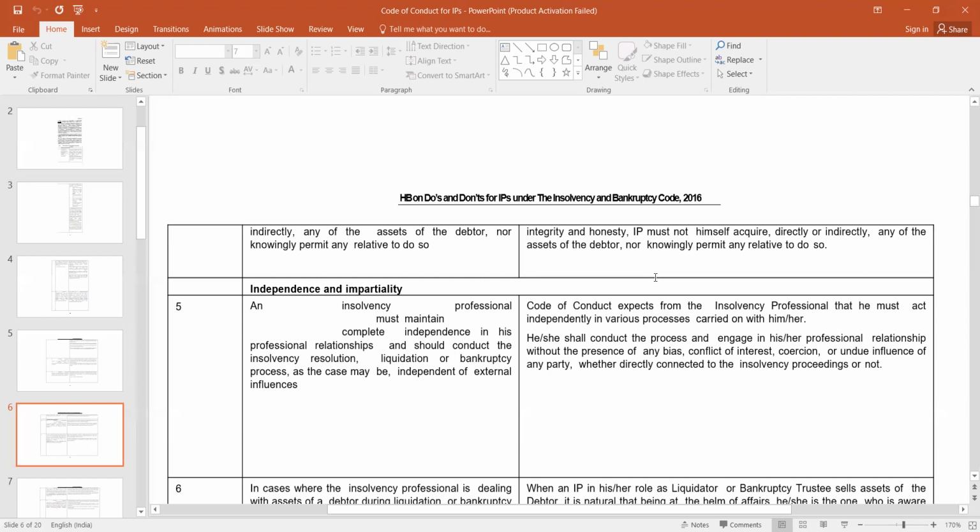Suppose there are three financial creditors. One of the financial creditors is an influential financial creditor. Maybe he is having 80% of the voting rights. But still, you should not be partial towards him, and you should be impartial and independent. So the Code of Conduct expects from the insolvency professional that he must act independently in various processes carried on by him or her. He shall conduct the process and engage in professional relationship without the presence of any bias, conflict of interest, coercion, or undue influence of any party, whether directly connected to the insolvency proceedings or not.